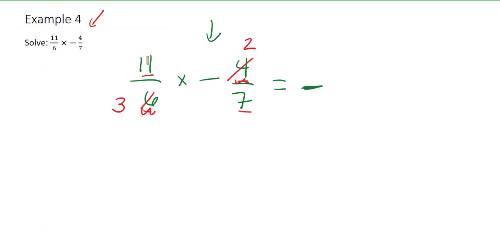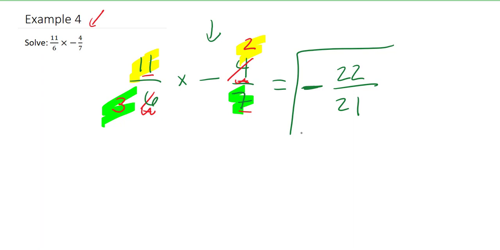Now let's multiply. We multiply the top, then we multiply the bottom. So we have 11 times 2 is 22, and 3 times 7 is 21. And this is reduced, so we are done.